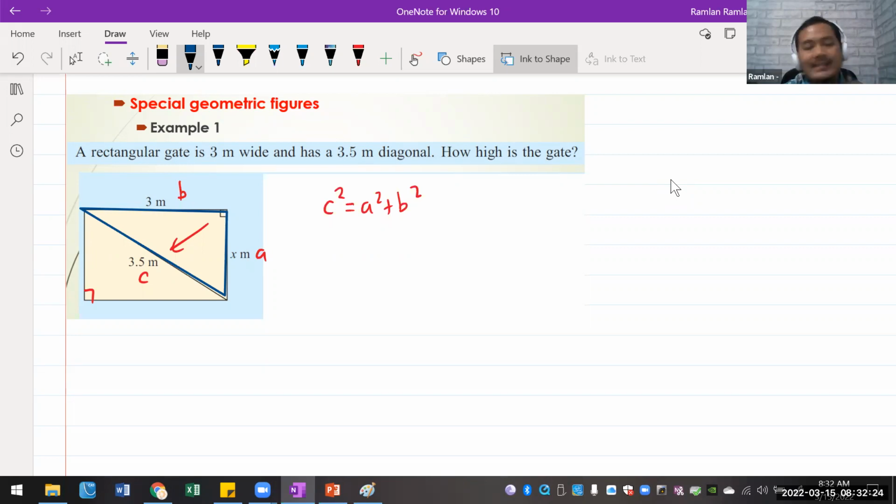When we want to find the value of x, we can just substitute the numbers, C, A, and B, into the formula. We know that C is 3.5, A is x, and B is 3. So let's put all of the numbers here.